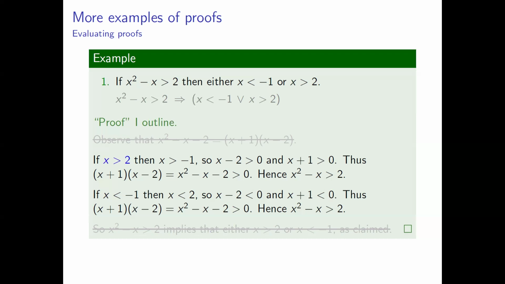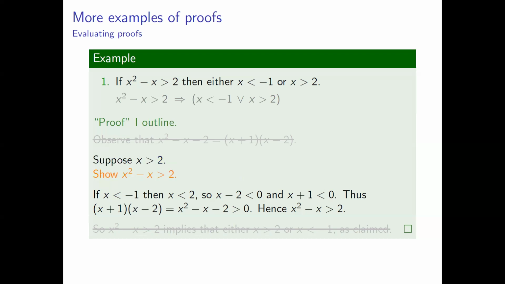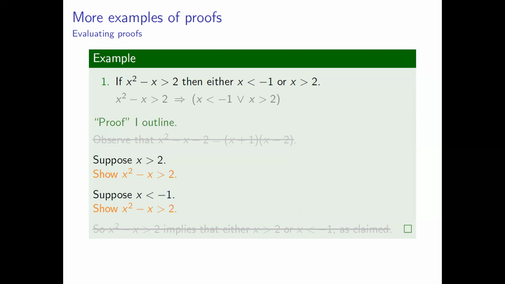The second paragraph begins by assuming that x is greater than 2 and ends with a conclusion that x squared minus x is greater than 2. Hence, this paragraph shows that x squared minus x is greater than 2 whenever x is greater than 2. The third paragraph begins by assuming that x is less than minus 1 and ends with a conclusion that x squared minus x is greater than 2. Hence, this paragraph shows that x squared minus x is greater than 2 whenever x is less than minus 1.